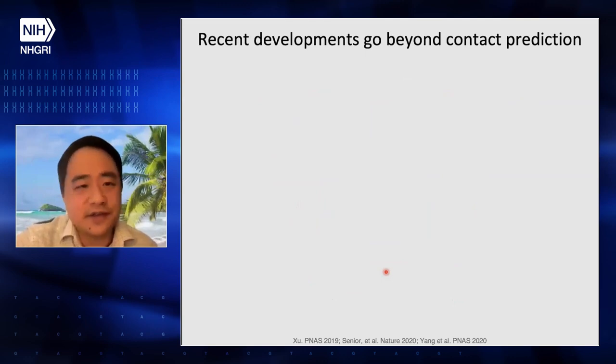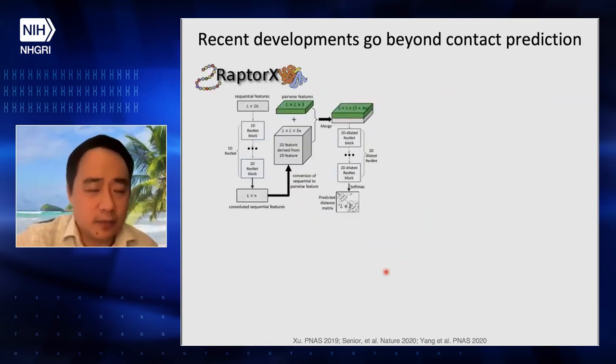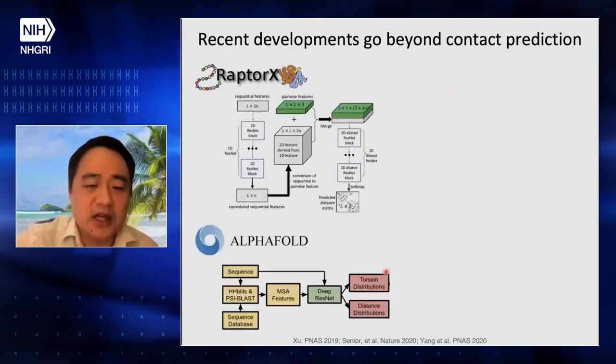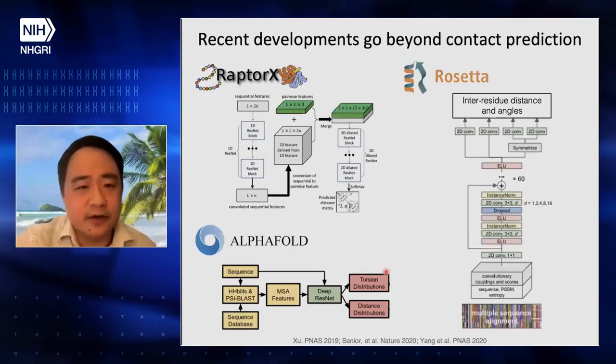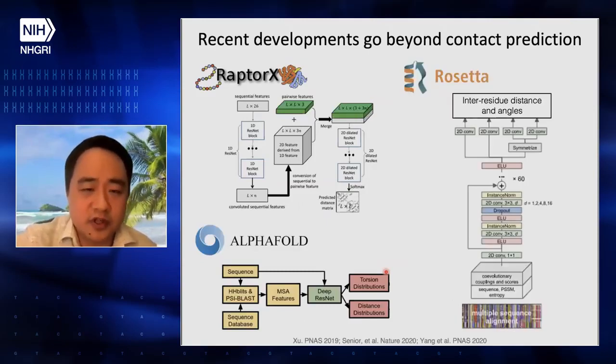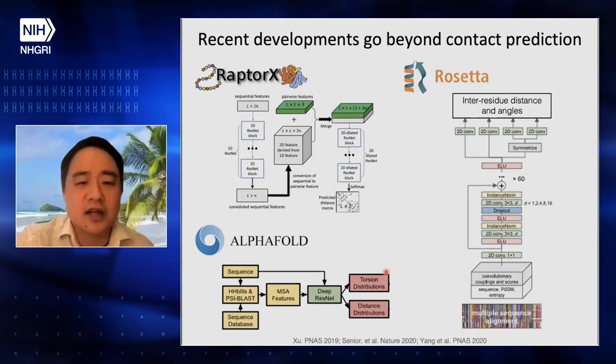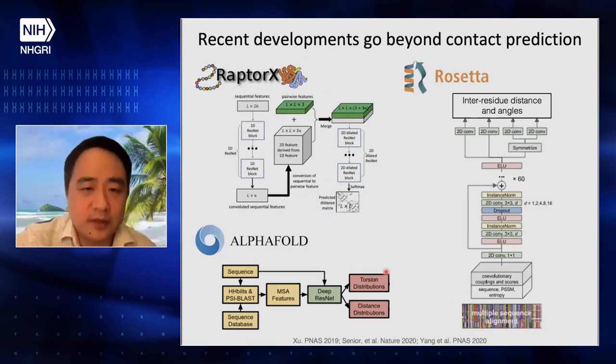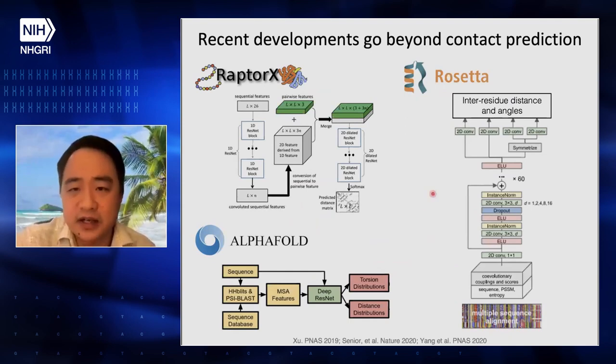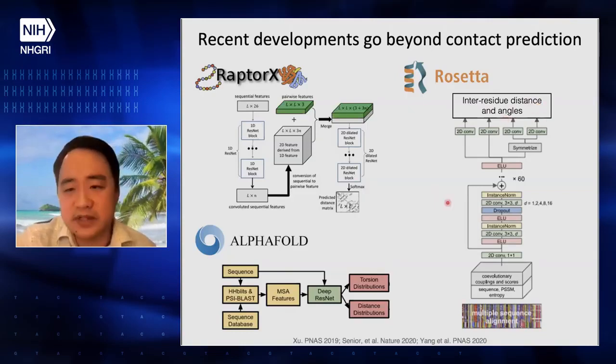Okay, after this, many groups have developed different approaches, like RaptorX, AlphaFold, and Rosetta. They are all based on similar intuition: extracting patterns from the co-evolution data and predicting the residue interactions and some other properties like inter-residue angles, and they have also been shown to be successful.